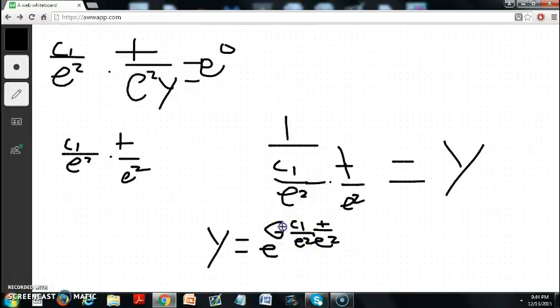Now, when you want to look at this and see whether it's exponential growth or decay, all you have to do is look at this sign in front of your constant right here. And this is actually a negative. So this problem represents exponential decay. So that is the lesson on differential equations and growth and decay for section 8.4 in the book.